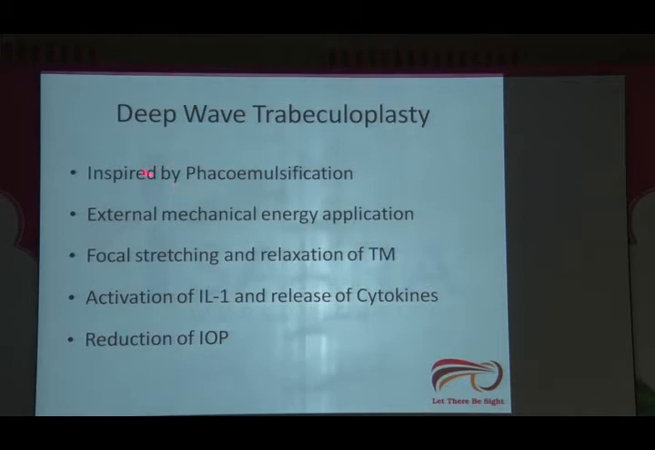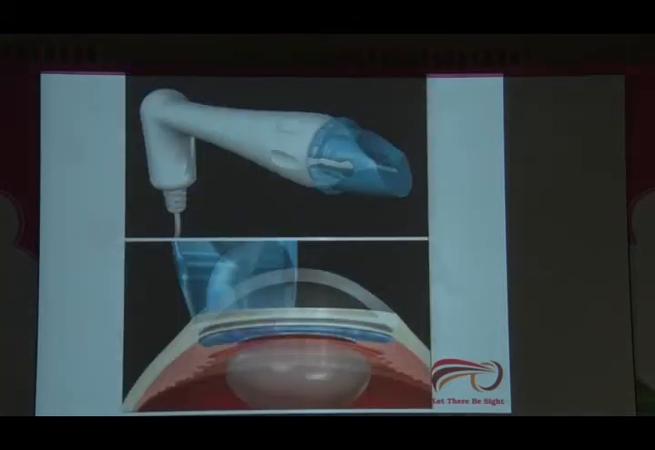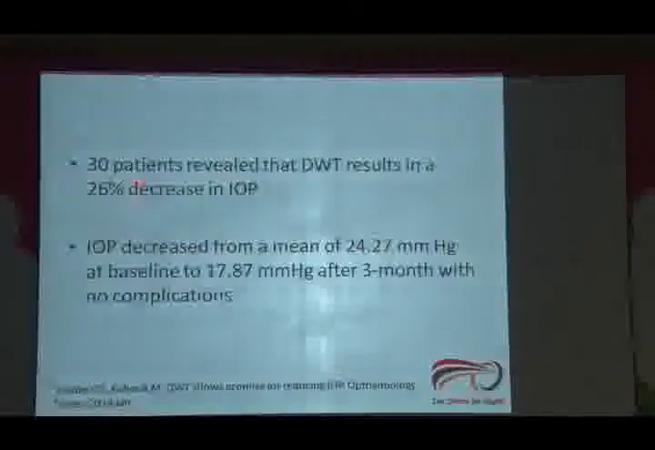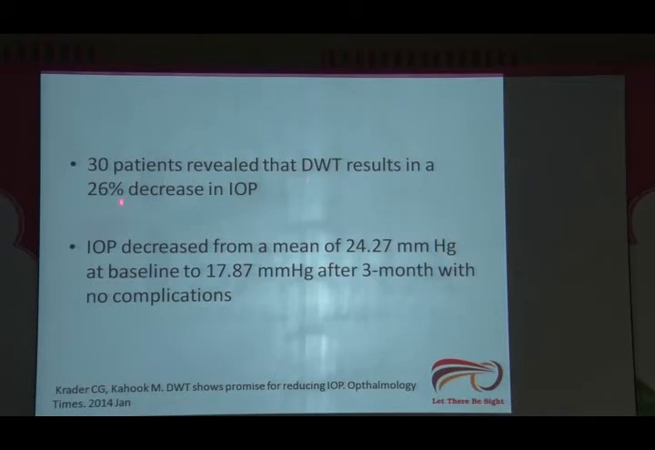Inspired by phacoemulsification, something known as deep wave trabeculoplasty has evolved, and it is an external mechanical energy application which causes focal stretching and relaxation of the trabecular meshwork, activation of IL-1 and release of cytokines, and reduction of the intraocular pressure. This is the machine, how it looks. It is just superimposed on the area of the trabecular meshwork, and then these deep waves are emitted, causing changes in the trabecular meshwork, like what happens in phacoemulsification, more so in a focused way, and this is supposed to reduce the intraocular pressure. A study revealed that deep wave trabeculoplasty results in about a 26% decrease in intraocular pressure. How long it gets sustained, we need to see, because the experience from phacoemulsification on sustainability is not very good.